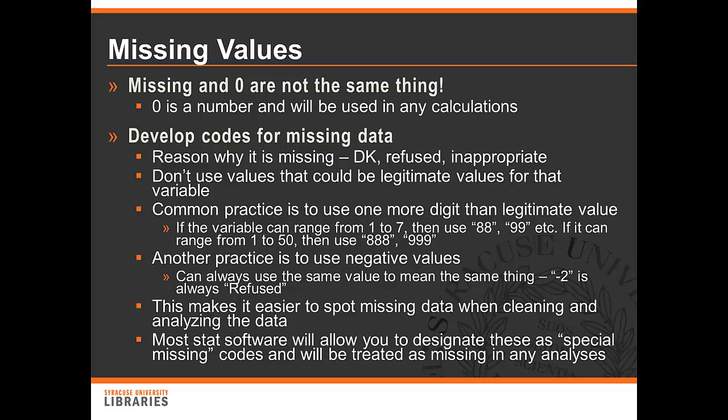etc. Another method is to use negative values. Assuming there are no legitimate negative values in your data, you can always use the same code for the same thing. For example, always using -2 to mean refused. Using codes like these makes it easier to spot the missing values when cleaning and analyzing your data. Most statistical software will allow you to designate these as special missing codes and will be treated as missing and dropped from any analyses.